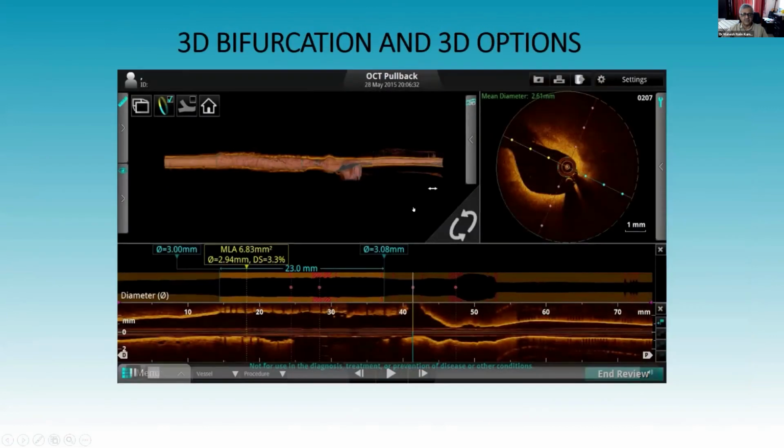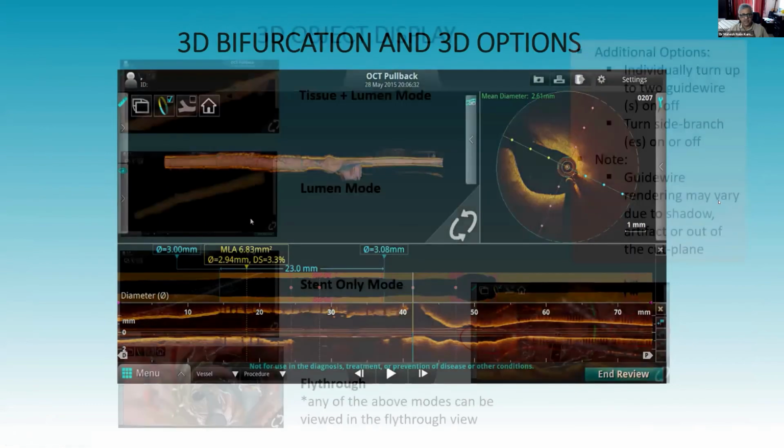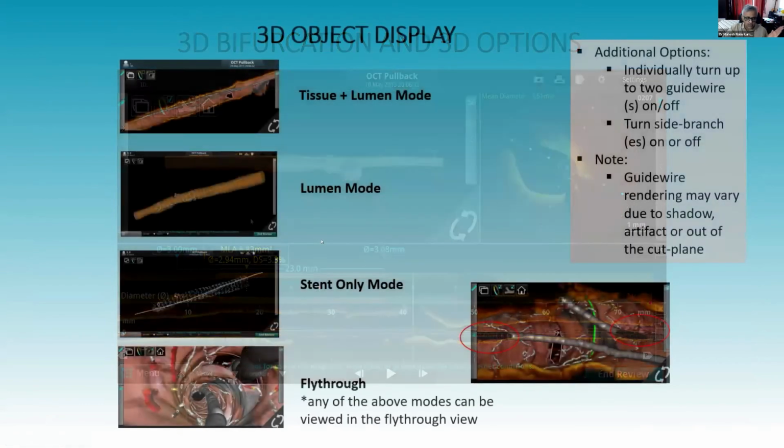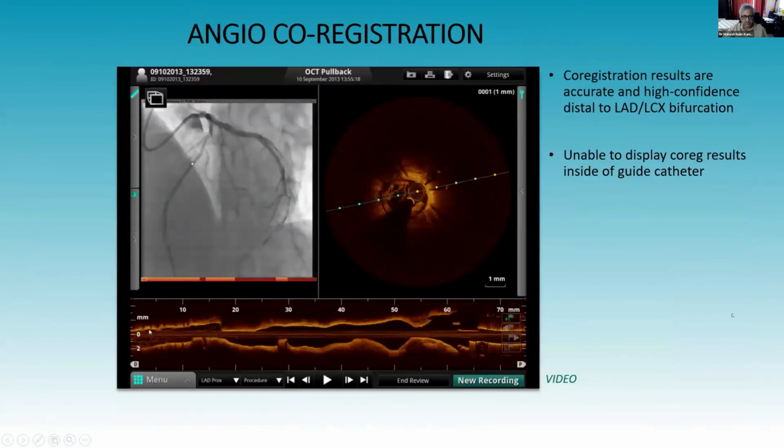These are the 3D facilities that I have in the OCT. I can show all the side branches. I can show guide wire 1, I can take it away and put guide wire 2, or I can show all of them together. So I can have a tissue mode, a lumen mode, a stent only mode, a fly through mode. You name it, we can have it. It gives you more information.